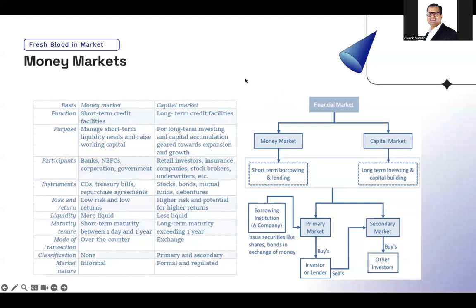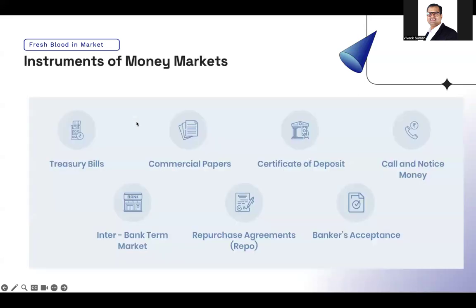Chat box, quick chat box, go ahead. 1 day to 1 year, absolutely. Anything below 1 year is the characteristic of the money market.